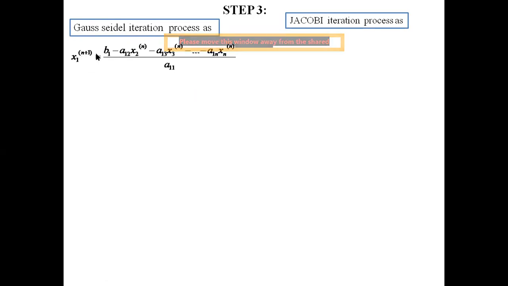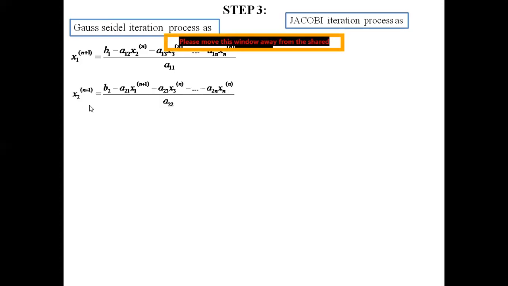The Gauss-Seidel iteration process works like this. For the first variable, in that equation, the value of the first variable in the n+1th iteration is obtained by substituting the values of the remaining variables from the previous iteration. So this is the n+1th iteration, this is the nth iteration. So from this, you get the value of x1, right?